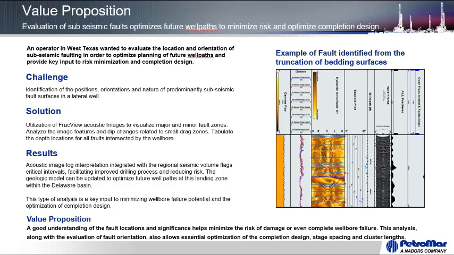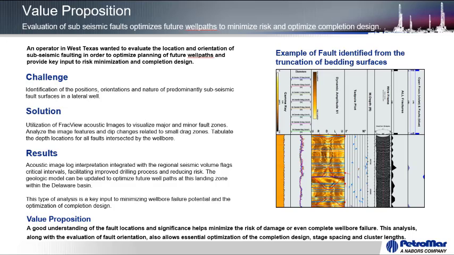The geological model then allows, from the individual image here, to update the larger geological model and allow the customer to optimize future well paths at that landing zone within the Delaware Basin. So this type of analysis is key input to minimizing wellbore failure potential and the optimization of the completion design. So our value proposition for something like this is a good understanding of fault locations.